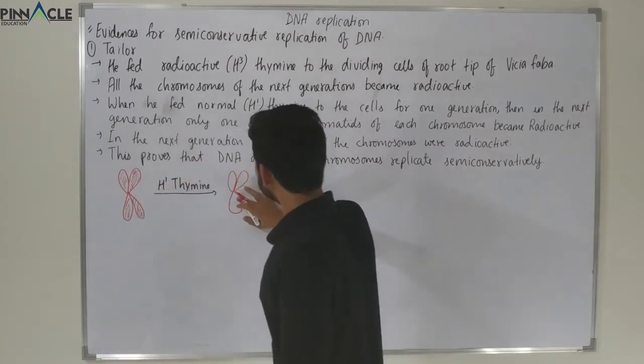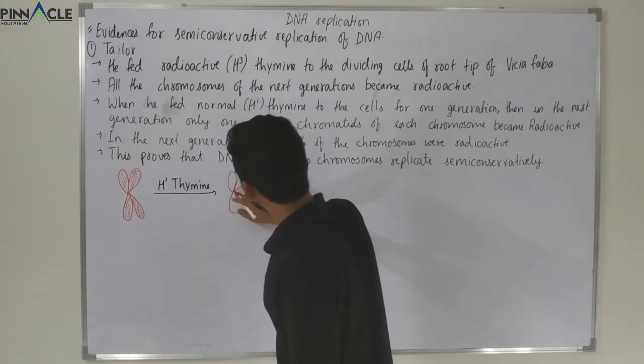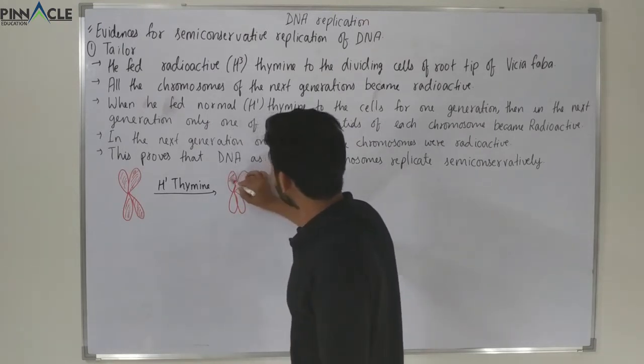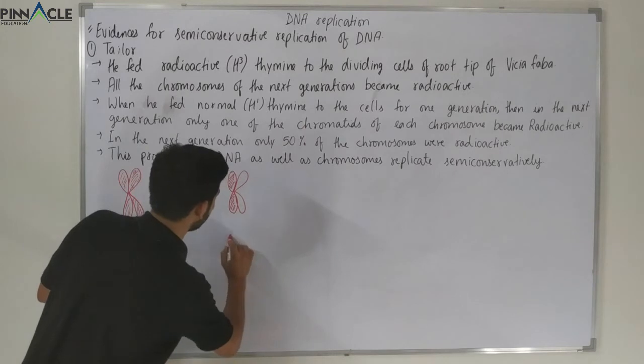So in this case what happened was that only one chromatid became radioactive, but the other one did not become radioactive. So this was a very important observation that occurred. So only one chromatid was radioactive. So it gave rise to two chromatids and similar results were observed.